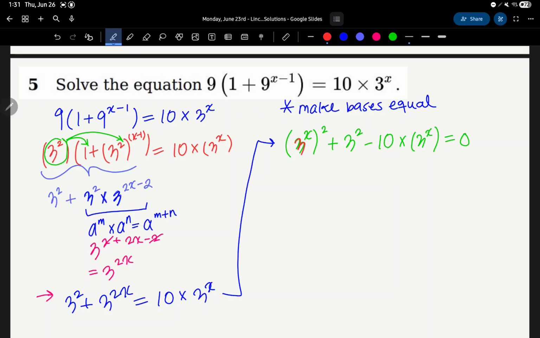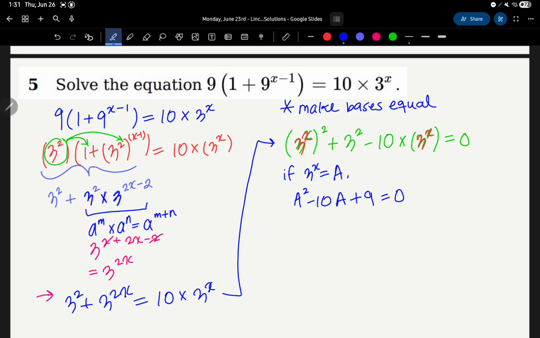What do we notice? We have 3 to the power of x as a common term in two different terms, right? Exactly. So these expressions are common in two terms. So if I put 3 to the power of x as, for example, just a random variable a, I'm going to get a squared plus 3 to the power of 2 minus 10a is going to be 0. So what is this? A quadratic expression.